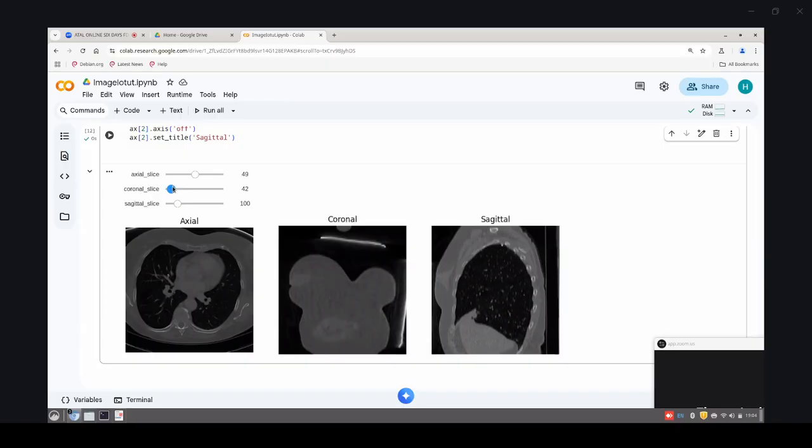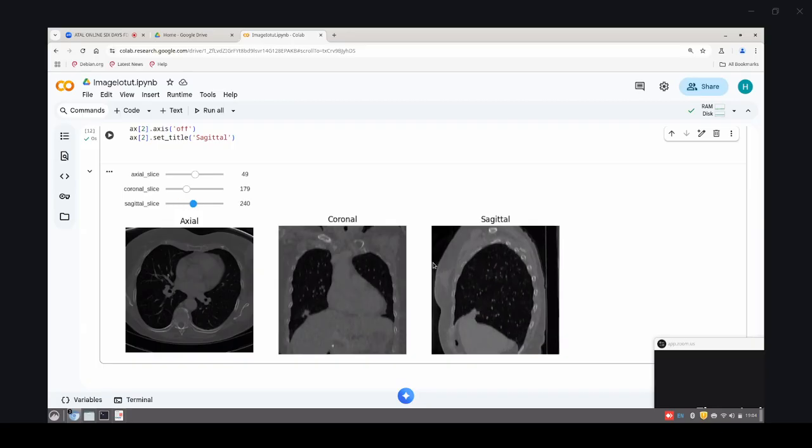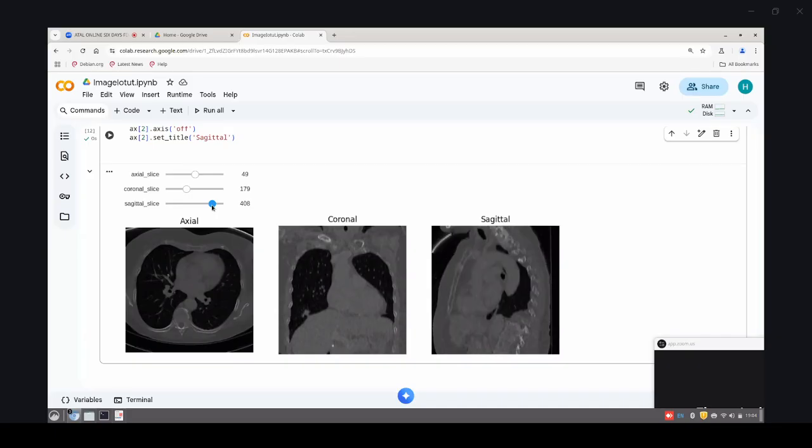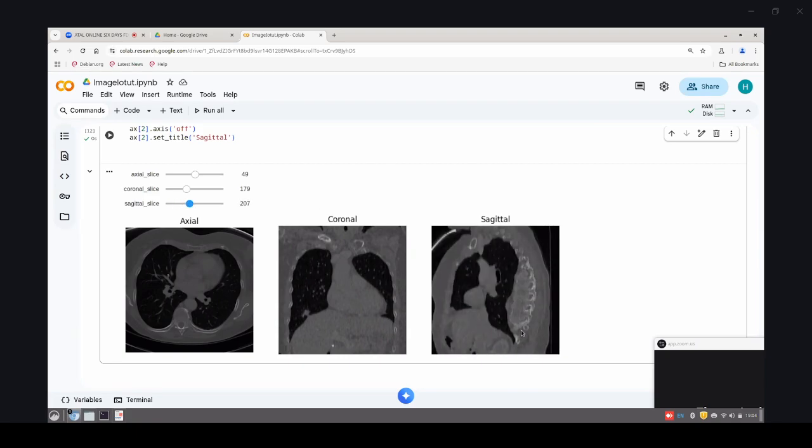So these are different slices, and each slice is of a different shape. You can visualize along the coronal plane. Along the sagittal plane, I can move to a different slice, and you will see a totally different picture. If you go to the 62nd slice, you will see a different picture. If you go to the 207th slice, you will see a different picture.